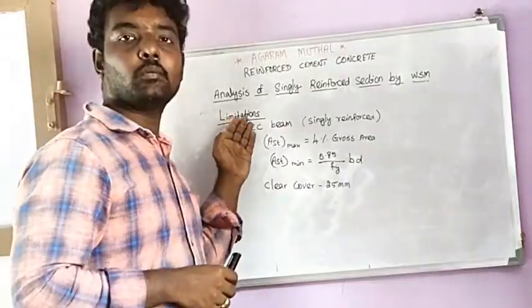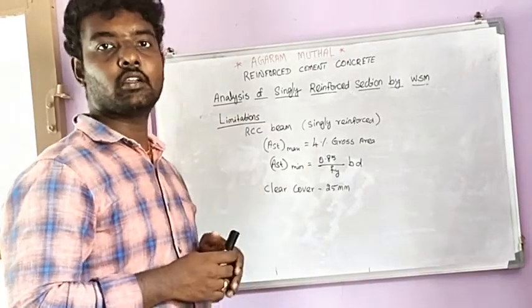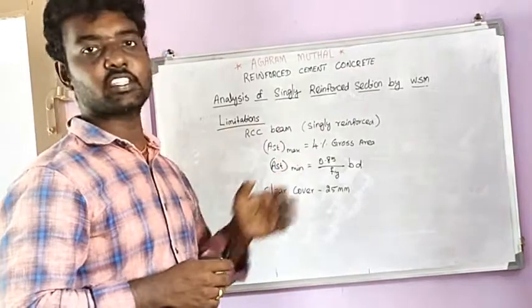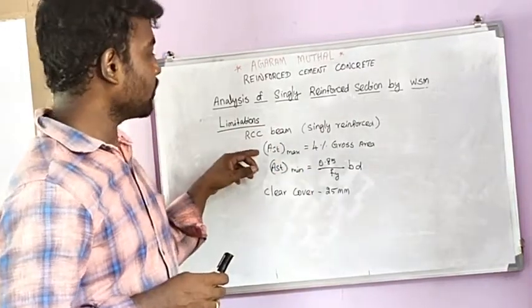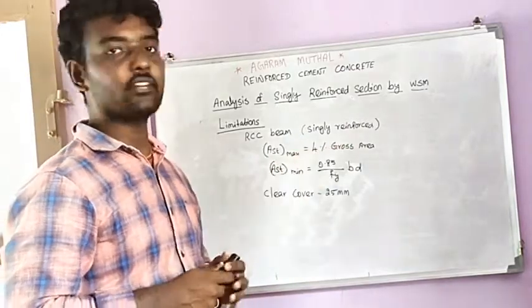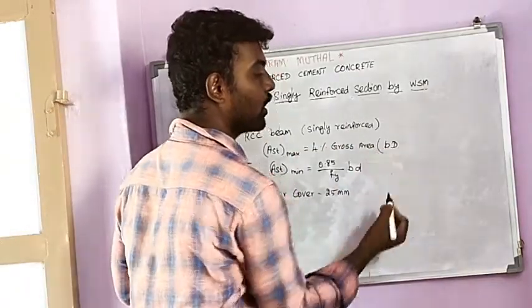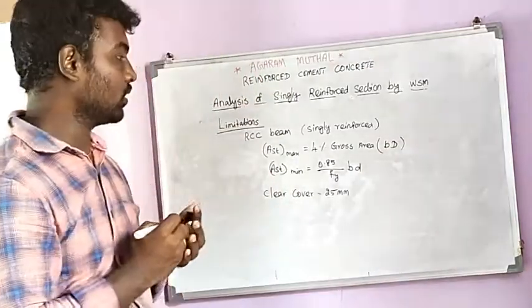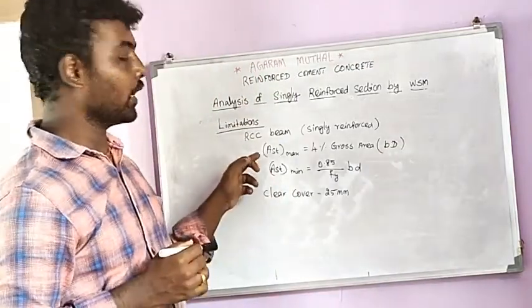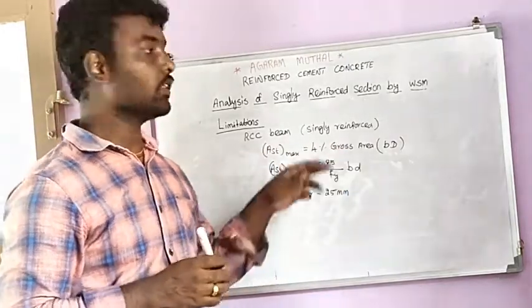Some of the important limitations are given to us in IS 456 2000. So for singly reinforced sections, the ASD maximum reinforcement we should provide is 4% of gross area. So gross area is nothing but breadth into overall depth. So this is our gross area. So maximum area of the steel provided is 4% of gross area. So this is the singly reinforced section.